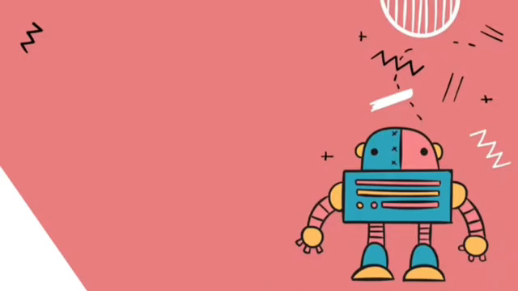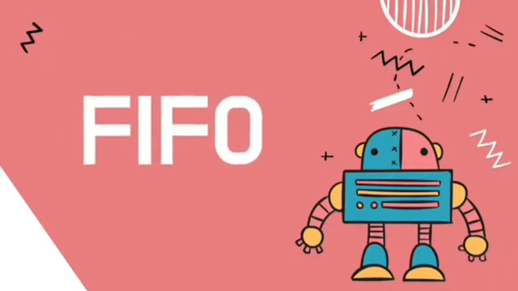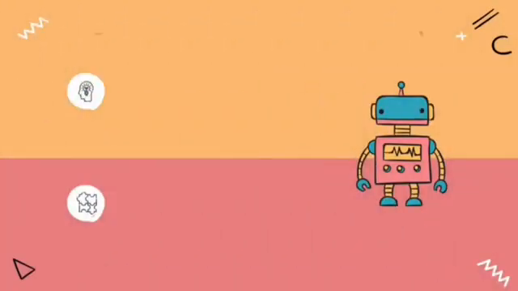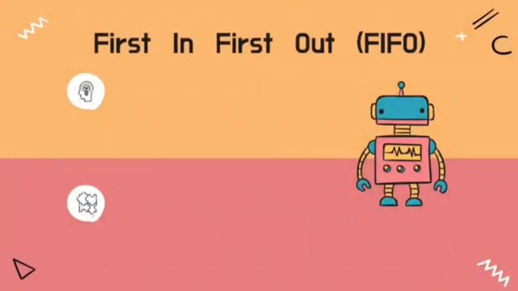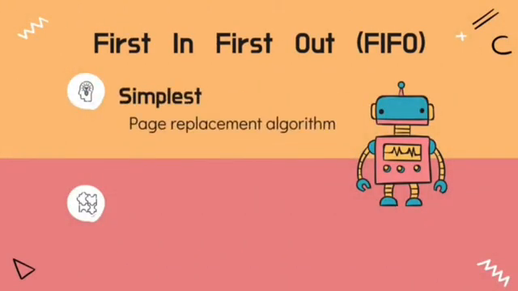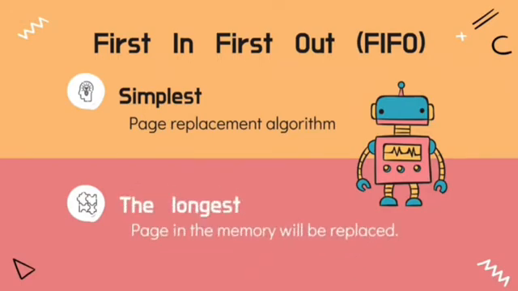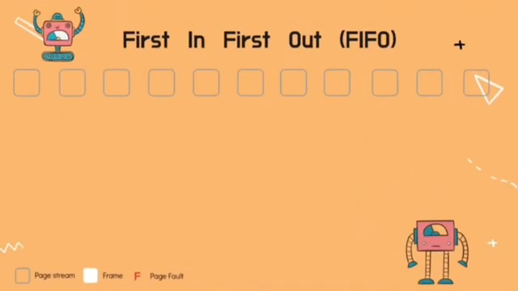Alright, let's start our discussion with FIFO page replacement algorithm. FIFO is the short term for first in, first out. It is the simplest page replacement algorithm. In FIFO page replacement algorithm execution, the rule that will be applied is that the longest page in the memory will be replaced. Now, I will show an example of how FIFO is executed.